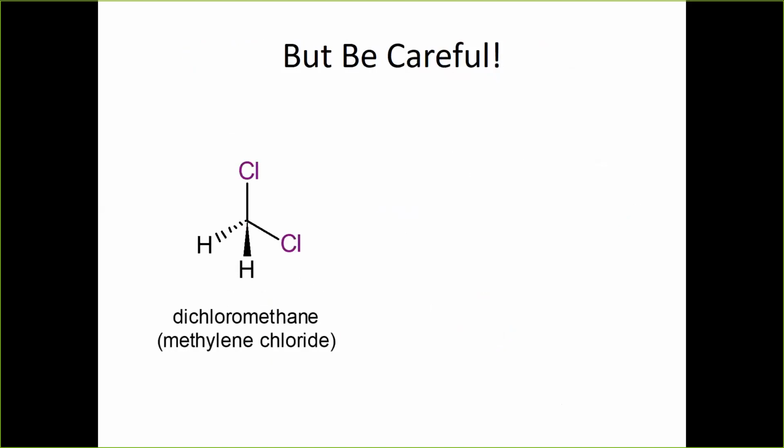So even though there's no double bond in this molecule, there can't be, right, because there's only 1 carbon, it still has that same nomenclature. So unfortunately, this is just an exception that you have to learn, that this is still called methylene, even though there's no double bond. And dichloromethane is also a compound of toxicologic interest for several reasons.